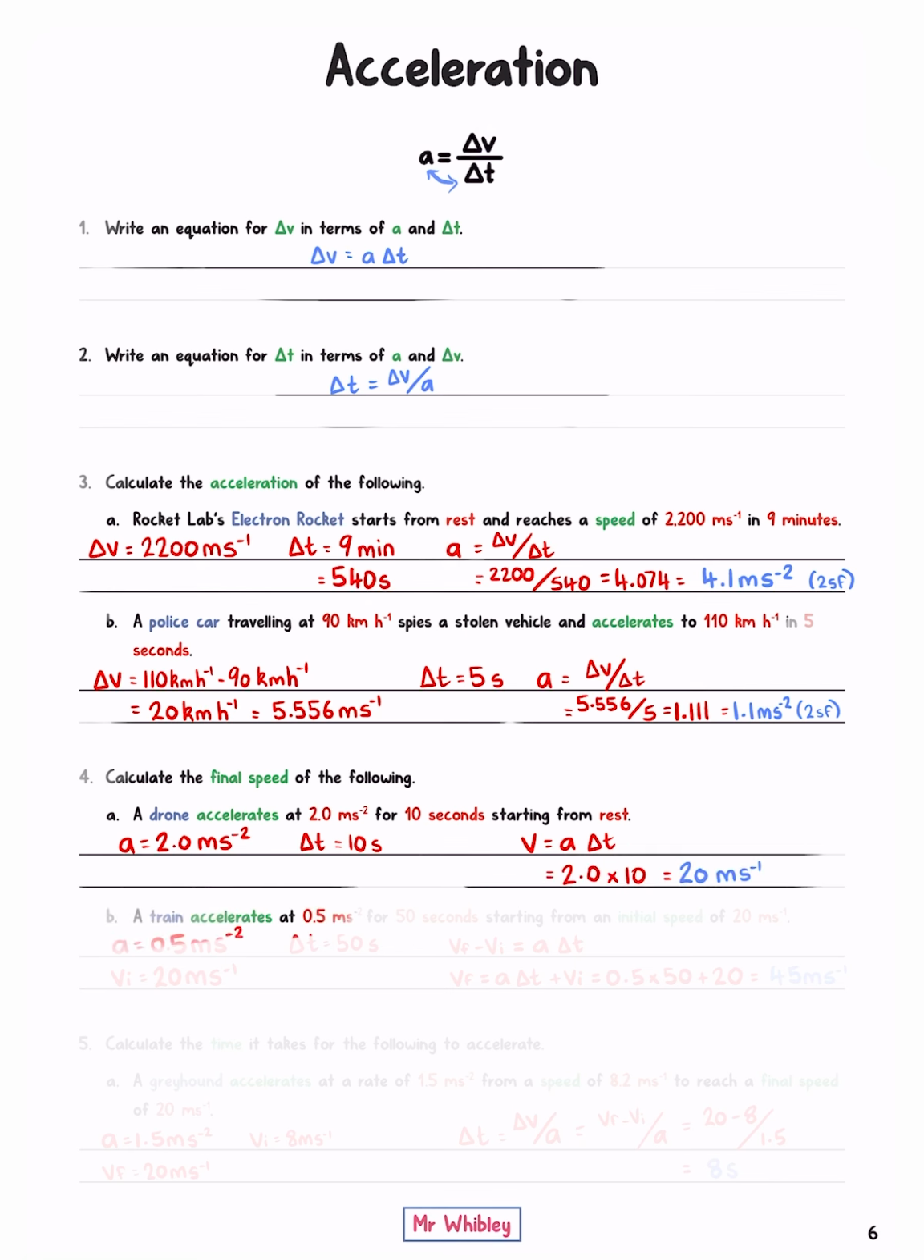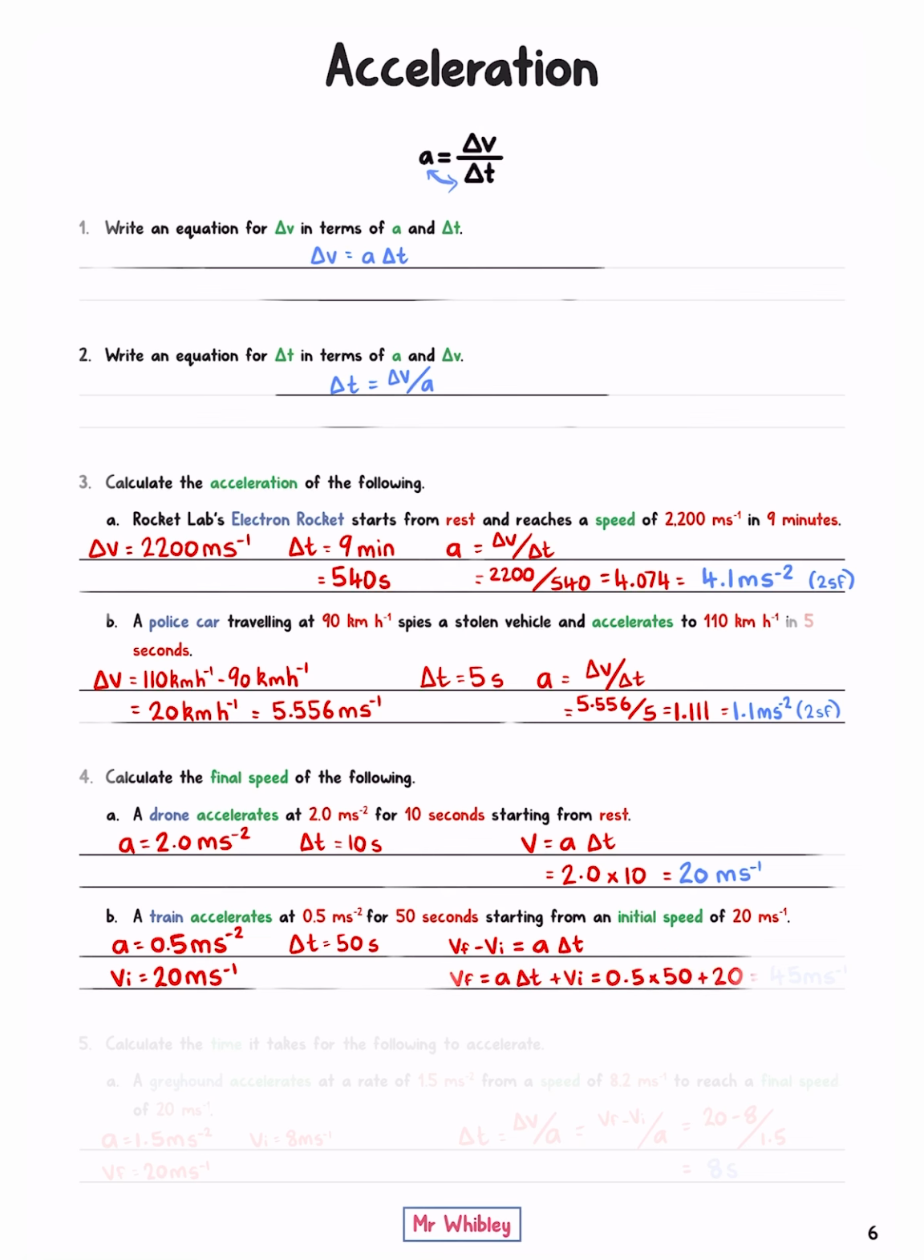A train accelerates at 0.5 meters per second squared for 50 seconds, starting from an initial speed of 20 meters per second. We have our acceleration, we have our initial velocity, and we have our duration. We can use our equation that the change in velocity is acceleration times duration, where for the change in velocity, we're replacing delta v with final minus initial. We can solve this for final velocity by adding vi to both sides, put our numbers in, giving us 45 meters per second.